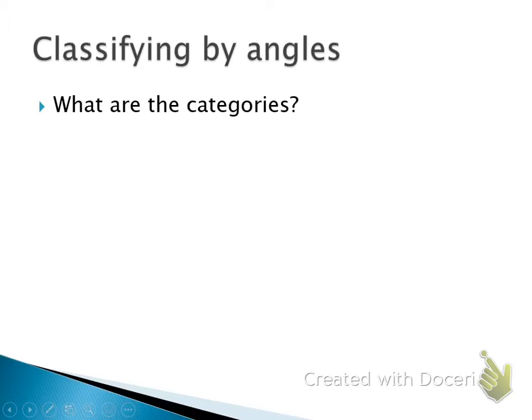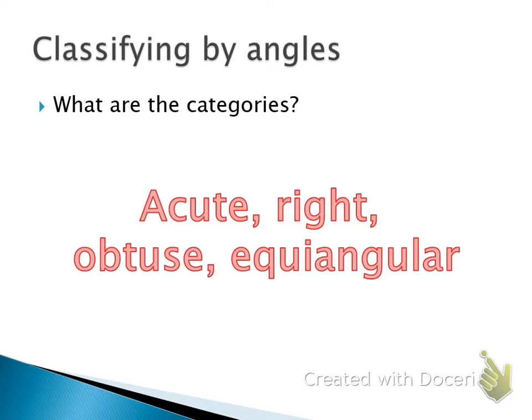All right, so classifying triangles by angles. We talked about this yesterday. What are the categories to classify a triangle by its angles? Acute, equiangular, right, and obtuse.